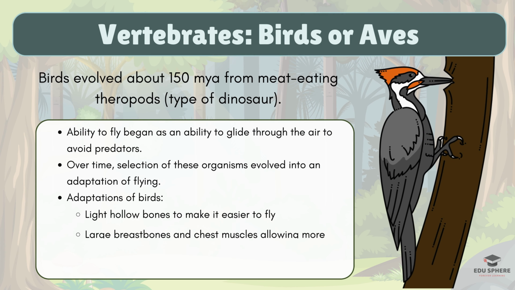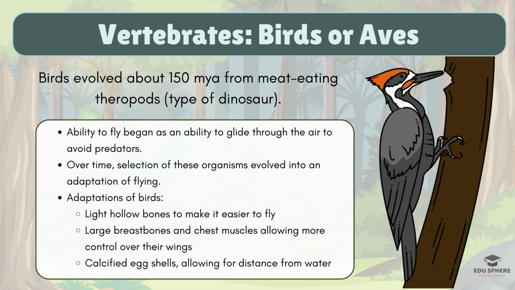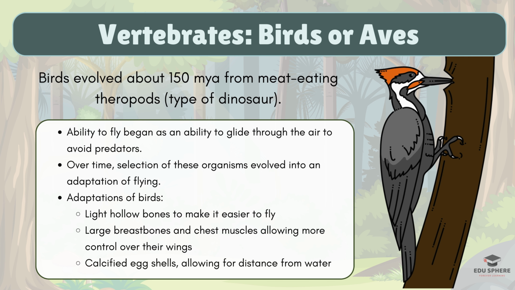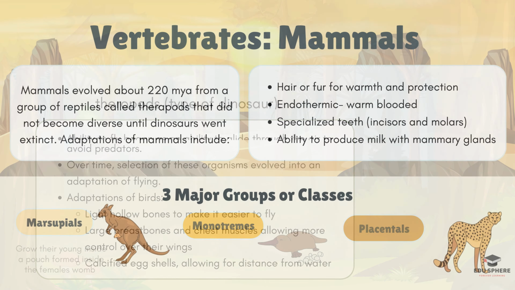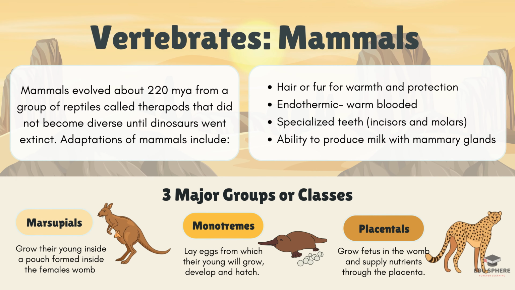Around 150 million years ago, birds emerged as descendants of meat-eating dinosaurs. Their initial attempts at flight likely began with gliding. Similar to mammals, birds are endothermic, maintaining a constant body temperature regardless of external conditions. Mammals appeared around 220 million years ago, evolving from a reptile group called the Theropods. However, the mammals only diversified after the dinosaurs went extinct. As you can see here, mammals are divided into three groups based on the mode of reproduction.